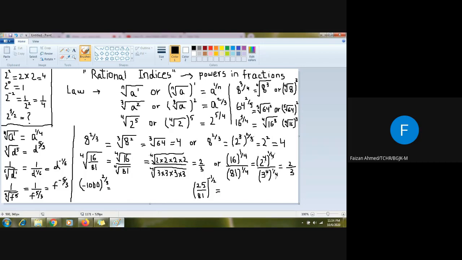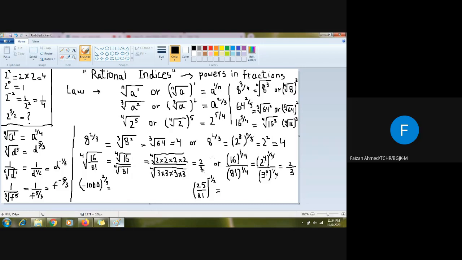Since it is the fourth root, I will be making pairs of 4. And since there are four 2s, one 2 will be outside. And since there are four 3s and we are talking about the fourth root, one 3 will come outside again, and the answer will be 2 upon 3.